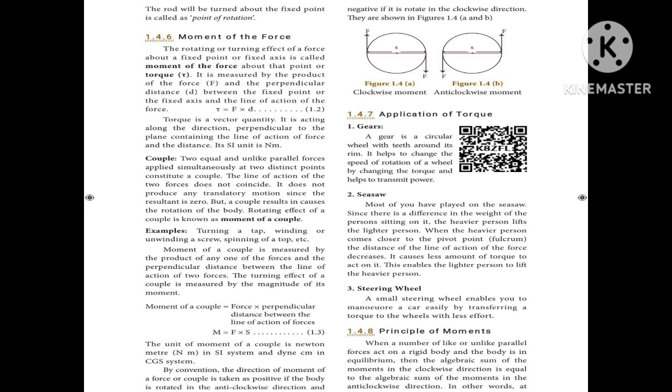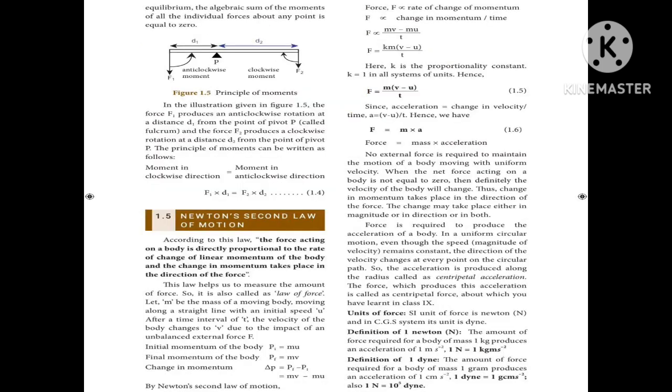Principle of moments. When a number of like or unlike parallel forces act on a rigid body and the body is in equilibrium, then the algebraic sum of the moments in the clockwise direction is equal to the algebraic sum of the moments in the anticlockwise direction. In other words, at equilibrium, the algebraic sum of the moments of all the individual forces about any point is equal to 0.